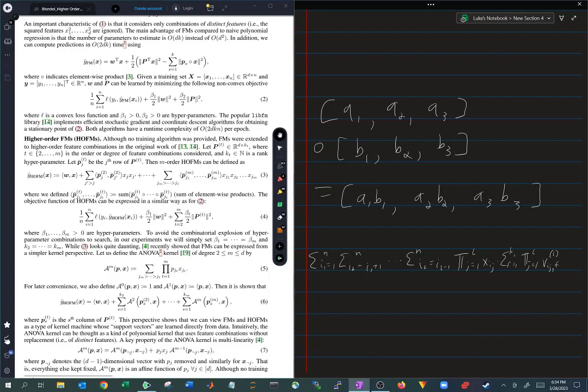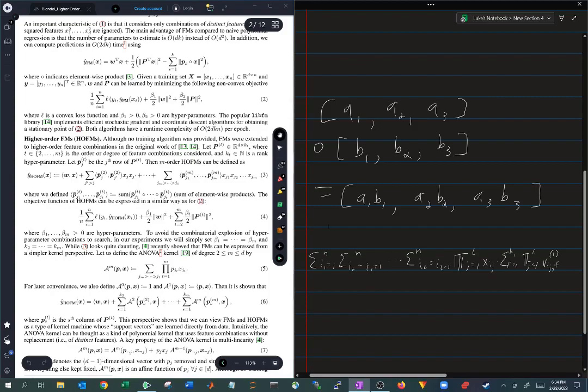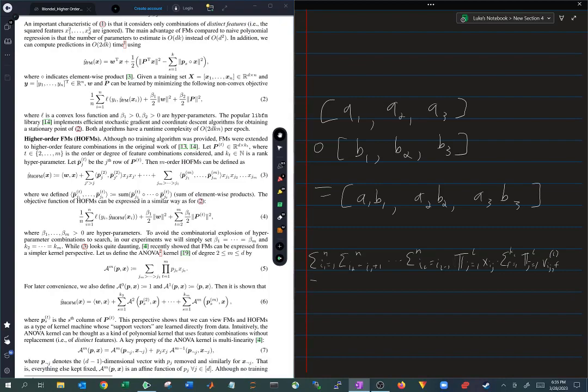So this is the L term from the factorization machine equation from Rendle's paper. So this should correspond to the same term in this paper, but for L. Okay, so let's write this out, and let's try to derive this.